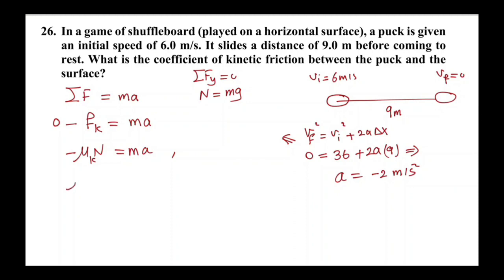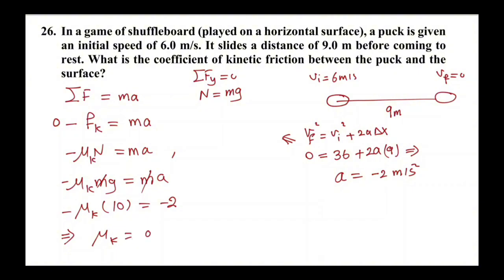In other words, mu k minus mg equal to ma. Mass with mass, you substitute a, it's minus 2, and in this case minus mu k times 10 equal to minus 2. In other words, mu k equal to 0.2.